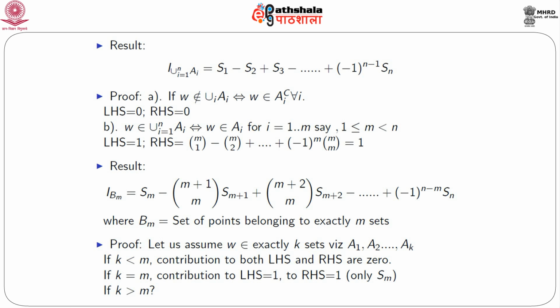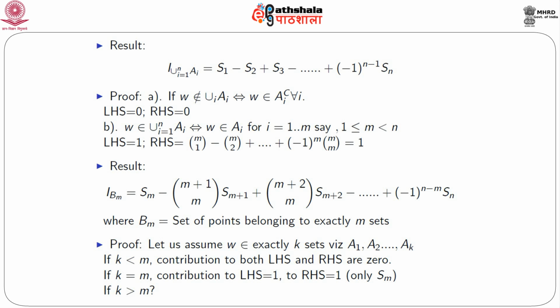Then in case of S1 the contribution will be any 1 set out of these m sets, it is m choose 1. For S2 the contribution will be any 2 sets out of these m sets, so m choose 2. So, it will be m choose 1 minus m choose 2 plus, minus 1 to the power n, m choose m. After applying the binomial theorem, it can be shown that the sum is 1. So, the right hand side is exactly equal to the left hand side.